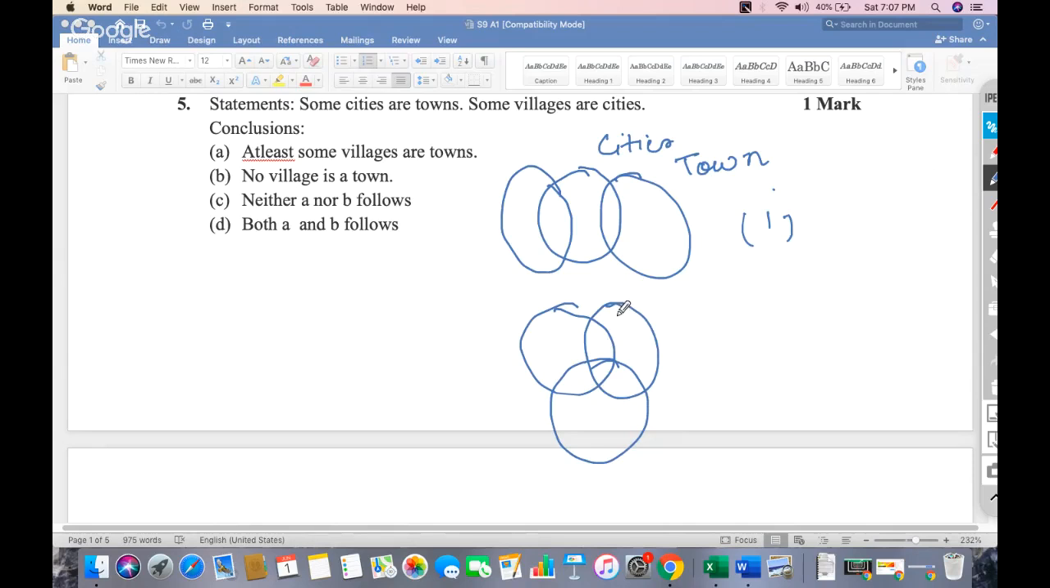this is the second condition. Answer would be D. From the first condition, this is the answer. From the second condition, this is the answer. At least some villages are town can be proved here. No village is a town can be proved here. So this is the answer.